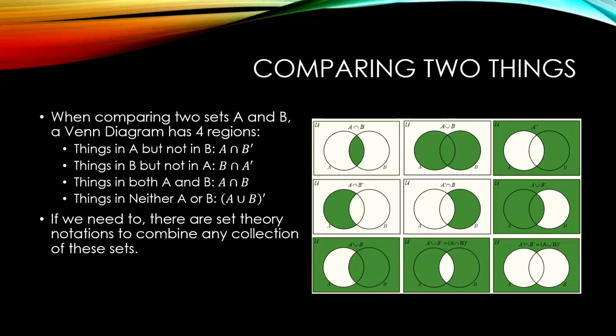We have set theory ways of writing any combination of these objects. If you want the stuff that's on the outside, as well as the stuff in the intersection and the stuff over in B but not in A, and we really just don't want to include the stuff which is in A, then we can do that. We could do A complement union B. There are a lot of different ways we can represent the combinations of these 4 regions.